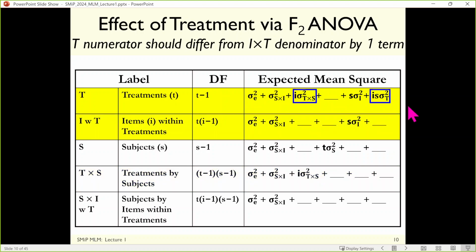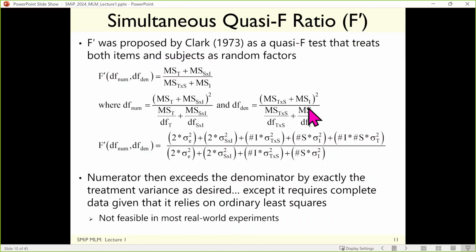If I go with the F2 ANOVA, I have the same problem with just a different denominator. In that case, I would have items within treatments as the denominator, but the numerator differs by two things: the effect of treatment, which is what we want to care about, and then treatment by subjects, which is the extra thing that sneaks in there. So this doesn't work. What he did is figure out the math for how you can create the right F-test that differs only by one term in the numerator, and this is the math that you can use to get there using mean squares and whatnot.